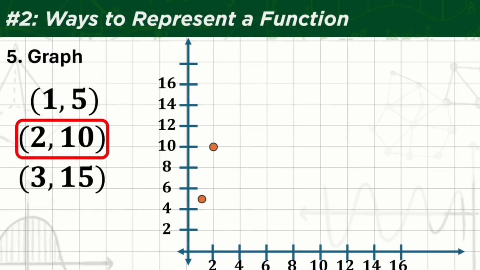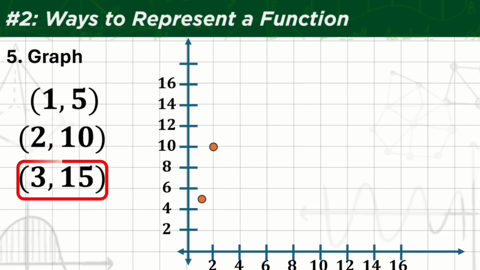For ordered pair 3 and 15, 3 is the x value and 15 is the y value. Still, since both the x and y values are positive, this means from the origin, we need to move the point 3 units right and then 15 units up.